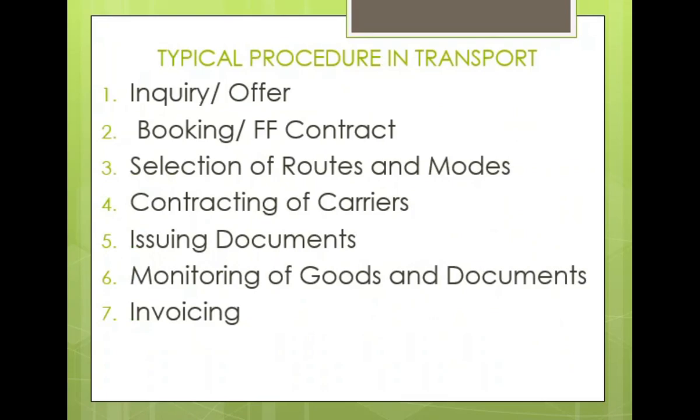Right, let me take you quickly through a typical procedure in providing transport services. It begins with inquiry or an offer, and then a booking is made, a freight forwarding contract is drawn between the forwarder and the client, and then the forwarder can select their routes for transportation and the type of transportation that would be used for the geographical movement of the cargo. The fourth stage will be contracting of carriers.